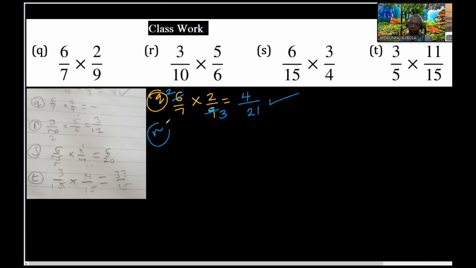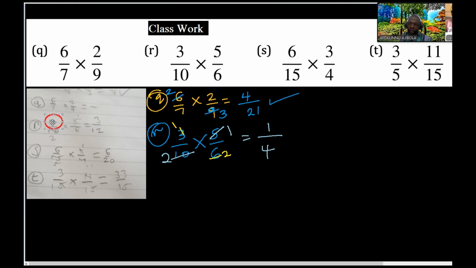Then for R, we have 3 over 10 times 5 over 6. You can see 3 and 6 can divide, yes or no? And 5 and 10 can divide, yes or no? Yes. So why didn't you do that? So 1 times 1 is 1, and 2 times 2 is 4. You did what? I did the same thing as you said. We find the numbers that can divide at the top and bottom. Did you divide 3 and 6?